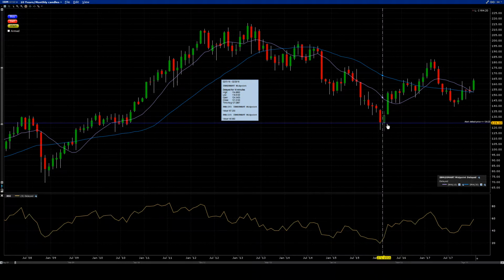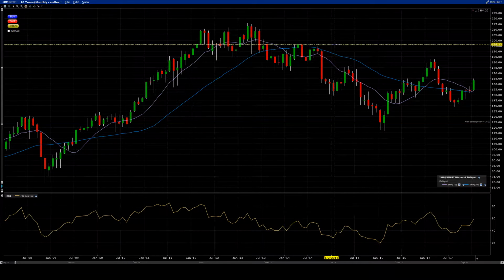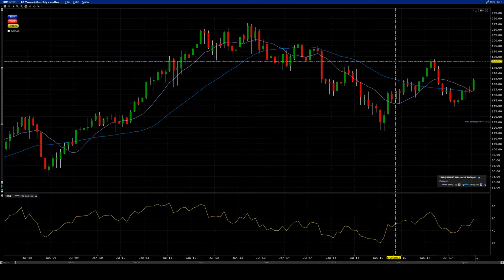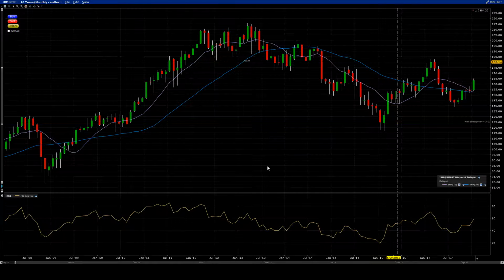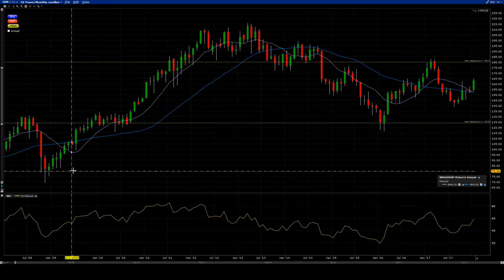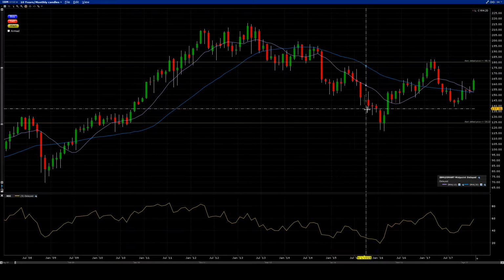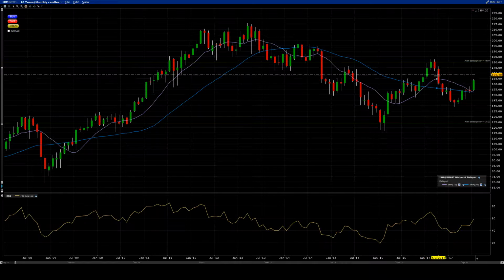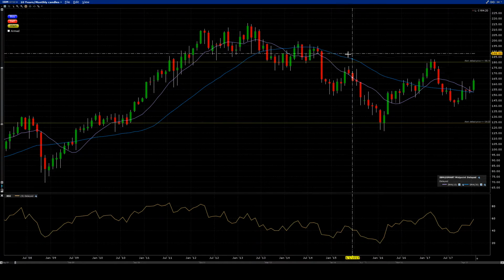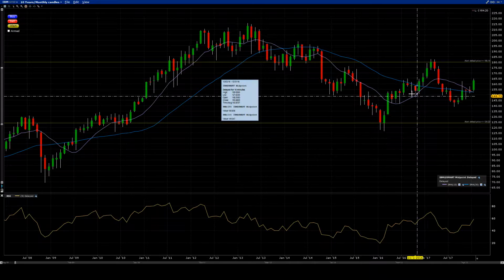It bounced off that, and for the resistance, the latest resistance seems to be around the 180 level. So this is the current channel of bounce off support, bounce off resistance, and wiggling its way through. So this is what we have to work with right now.